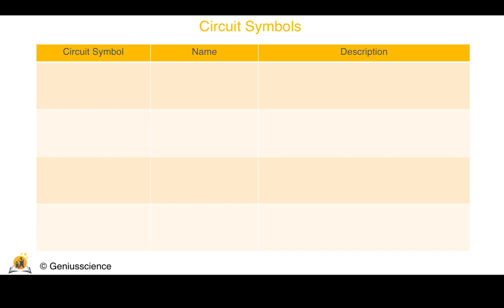Here is the first component, which is a cell. The cell is the power supply in a circuit because it transfers electrical energy through the circuit.